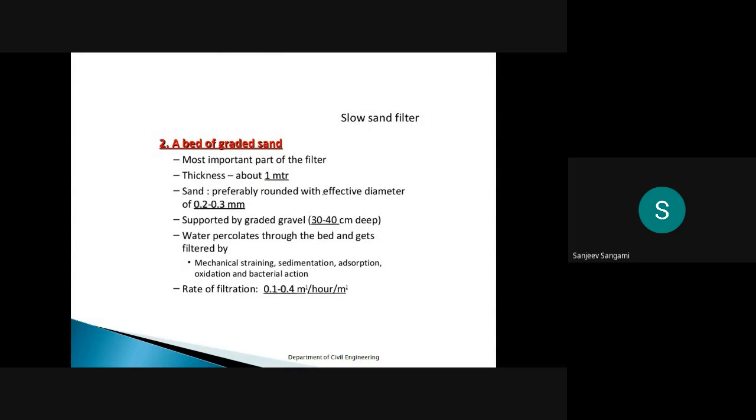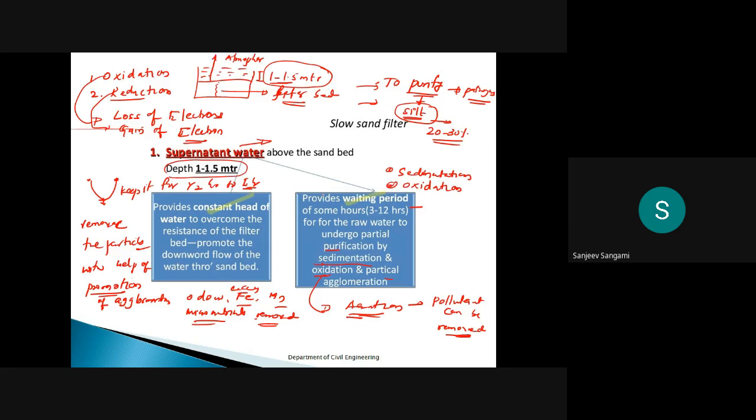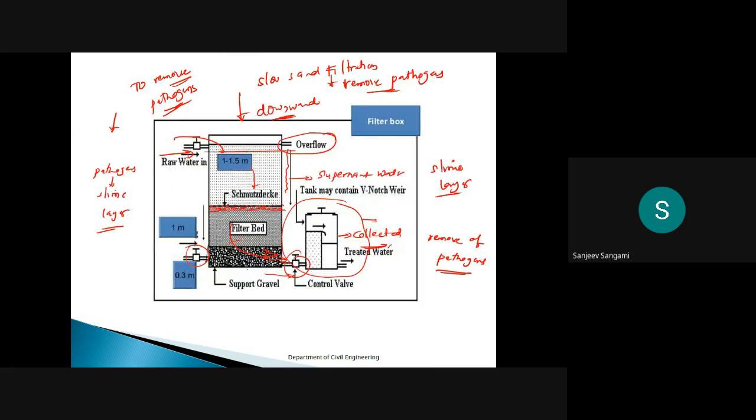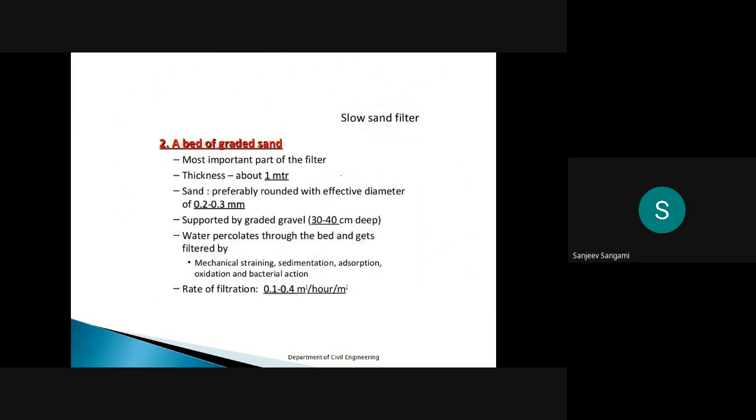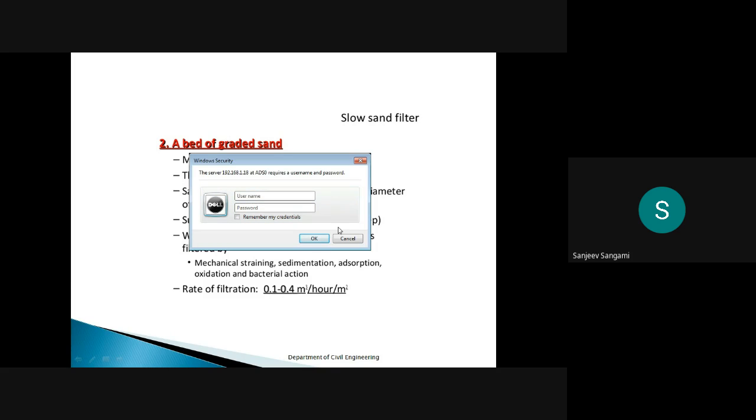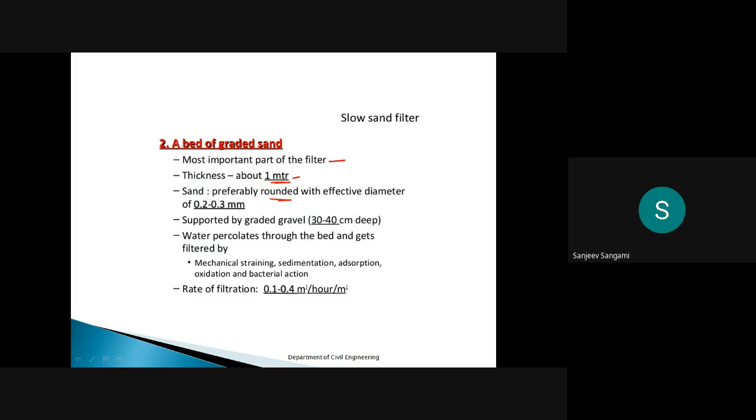Then we have already seen the depth a little bit. So much depth it will be there in all those things. The most important part of this is the filter, and it has to be always maintained at 1 meter. And sand should be preferably rounded with an effective diameter of 0.2 to 0.3 mm. Remember, 0.2 to 0.3 mm, and it is supported by the gravel.